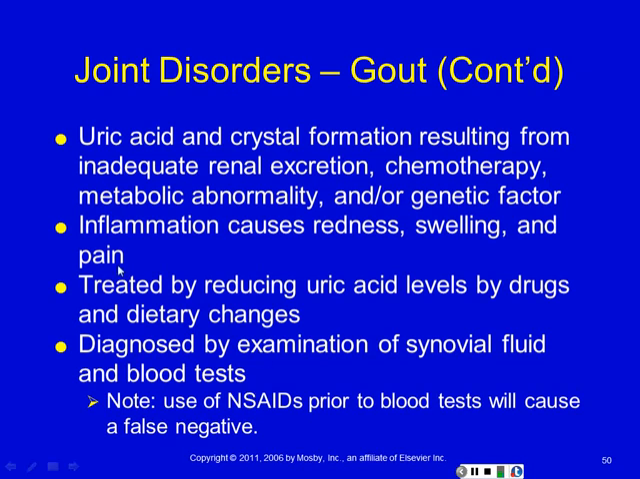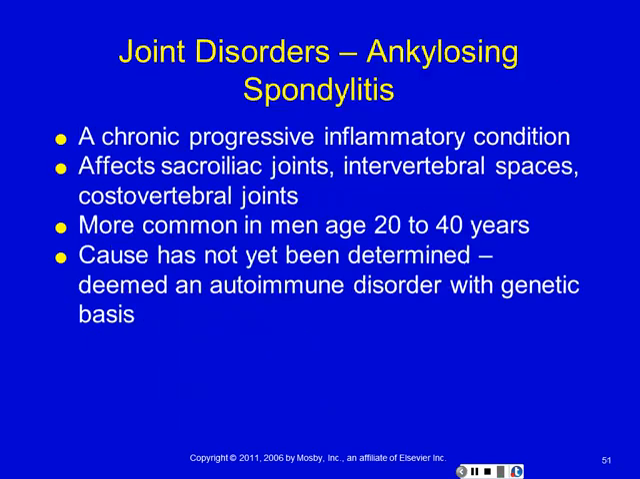So the diagnosis here is to look at synovial fluid and to look at uric acid levels in the blood. But you have to be careful because NSAIDs can actually affect the appearance of uric acid in the blood. So it's a rare time where we have to tell patients not to take their medicine before a blood test. Okay. And then our last one is a long, complex word, ankylosing spondylitis.